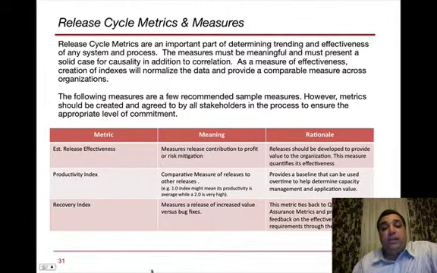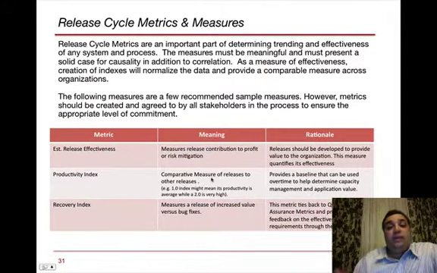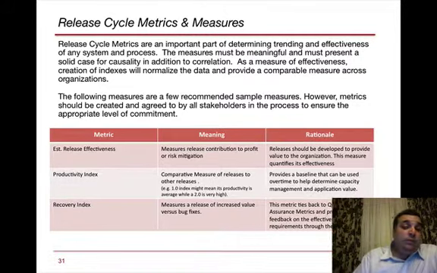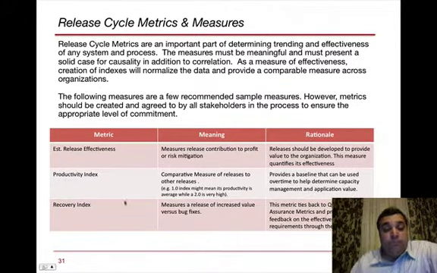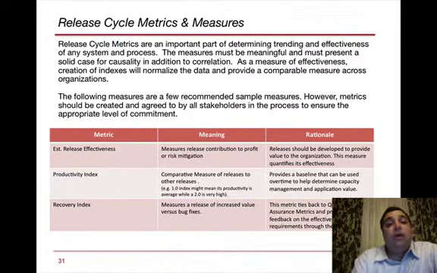The productivity metric index gives comparative measures of releases to other releases. Let's say one might mean productivity is average, two is very high, and anything less than one is probably not acceptable. And the recovery index measures the release of increased value versus bug fixes. In other words, are we adding value, or are we just fixing other things that were problematic before? The idea is to tie all the releases together so that we can understand whether we are ultimately adding value or creating more problems.